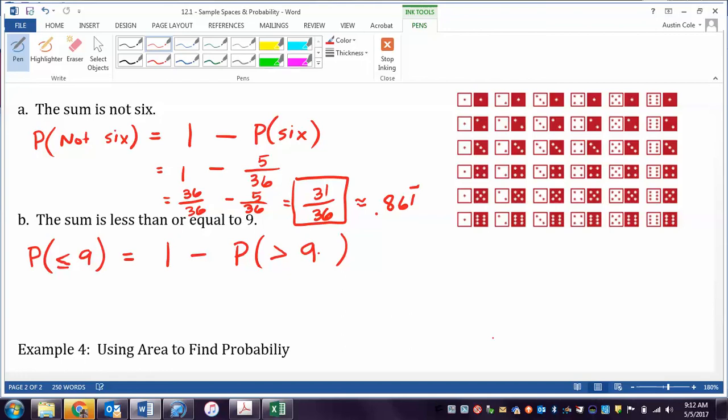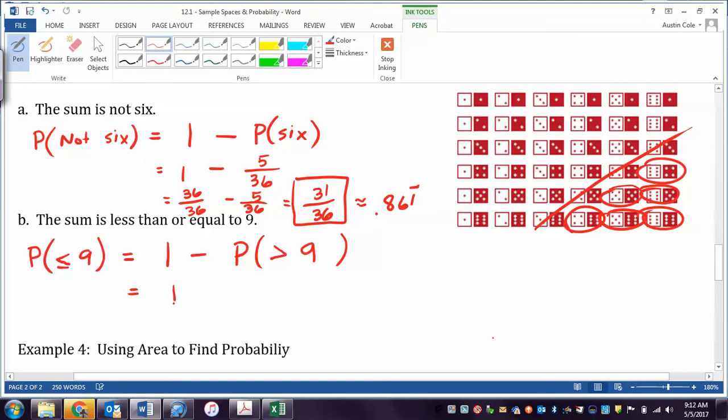So let's find all of the possible outcomes that are greater than 9. Well, here's 9. Here's 9. So this diagonal row all equals 9. We don't want that because that equals 9. That's in this. We want everything greater than 9. So that's going to be 1, 2, 3, 4, 5, 6. So the probability of less than or equal to 9 is going to be 1 minus the probability that's greater than 9, which is 6 out of 36.